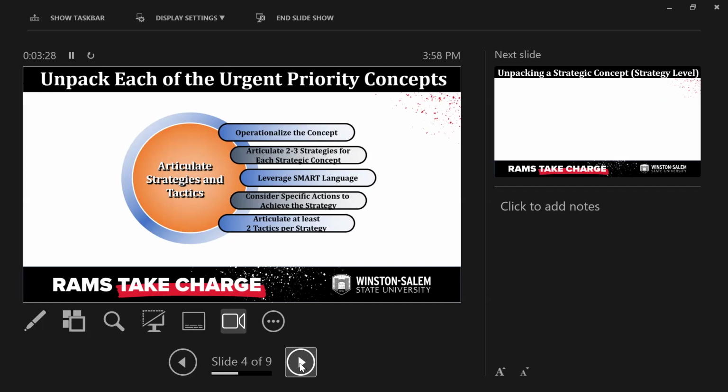SMART is an acronym that simply stands for specific, measurable, achievable, relevant, time bound. So, again, specific, measurable, achievable, relevant, time bound. I'll explain that more in just a second. As you think about those SMART strategies that would bring that concept to life, then you have to think about what are the tactics that you would implement? What are the concrete, specific, actionable items that you would implement to ensure that that strategy is executed? We'll talk more about all of this in the next few slides as I provide some examples.